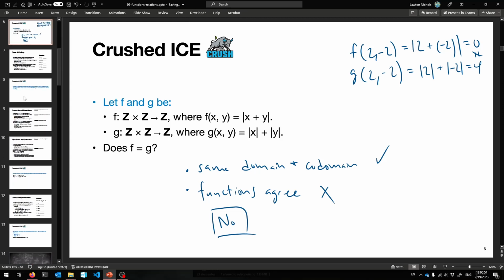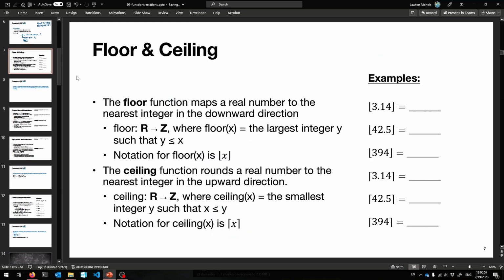So let's see here. Moving right on, let's talk about the floor and the ceiling. They're special functions. This is useful when we're rounding. When we're doing integer division, essentially a floor is being taken in C++, so it's good to understand the mathematical terms. The floor function takes a real number and it spits you out an integer. It's the nearest integer in the downward direction. The floor of x is the largest integer y such that y is less than or equal to x.